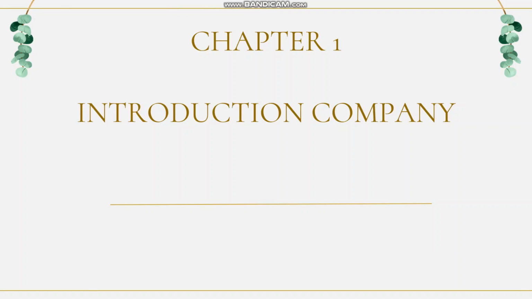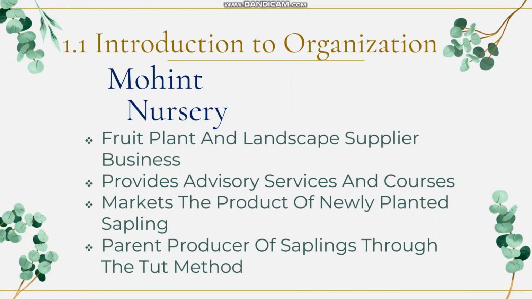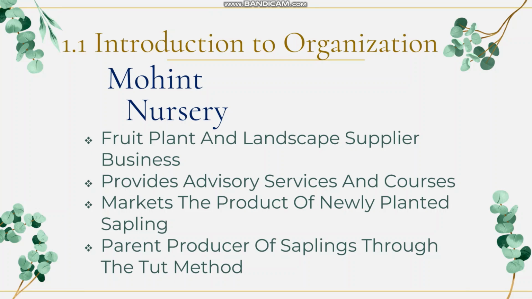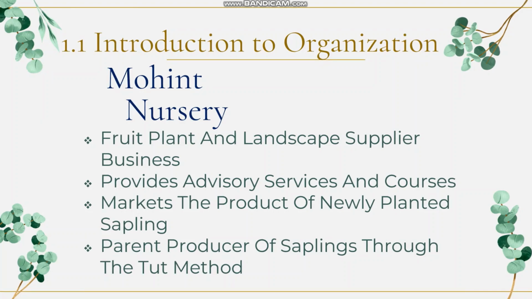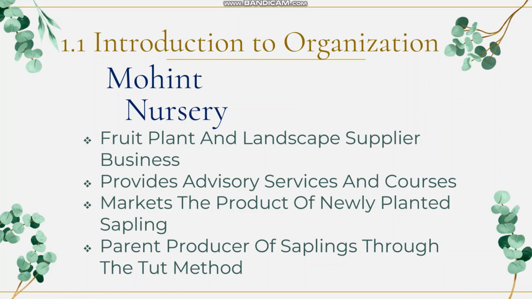Today, I want to present about my industry training that I did as a trainee at UkFarm and Mohint. Moving to the introduction of the organization, which is Mohint Industry. Mohint Industry Company provides fruit plant and landscape supply business. Also, it provides advisory services and courses. This company markets its product of newly planted saplings to customers who visit the nursery. This company also introduced the tooth method to increase their plants and expand for their customers.